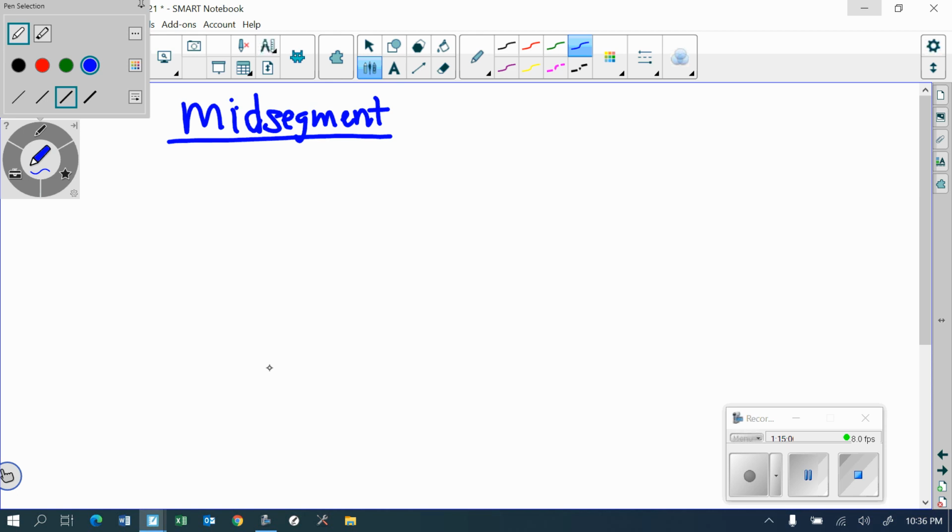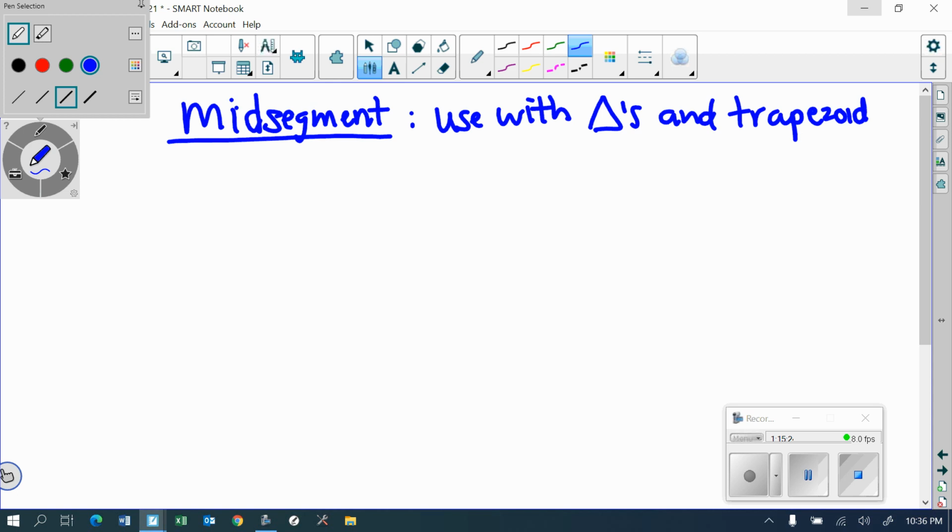Common sense. Okay, we have two common shapes that we use mid-segments with: triangles and trapezoids. It's usually isosceles trapezoids, but it doesn't have to be. Okay, so I'm just going to do one of each. There's a triangle, ABC. If I take 2 points in the middle, and we call them D and E, by just looking at that right there, is that the mid-segment?